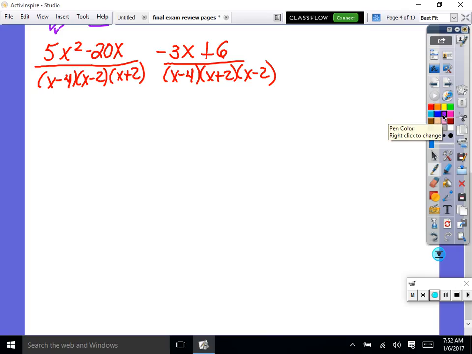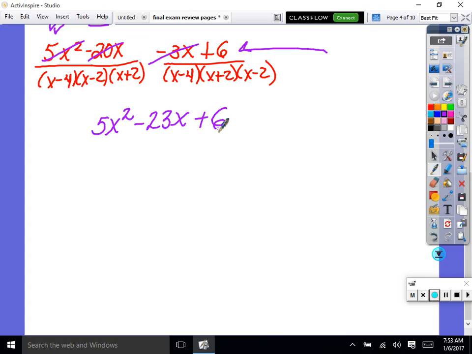So on top, we're going to combine all like terms. So we have 5x squared, no other x squareds. And then we have negative 20x minus 3x is negative 23x. And then plus 6. And that's all over x minus 4, x minus 2, x plus 2. So this would be our final answer, but we've got to check to see if this top thing factors.